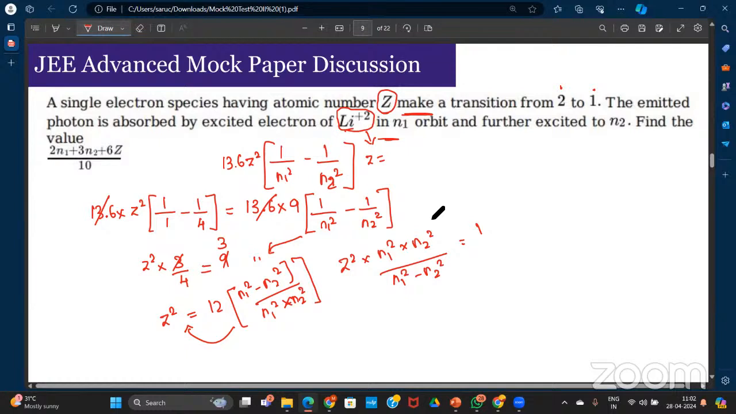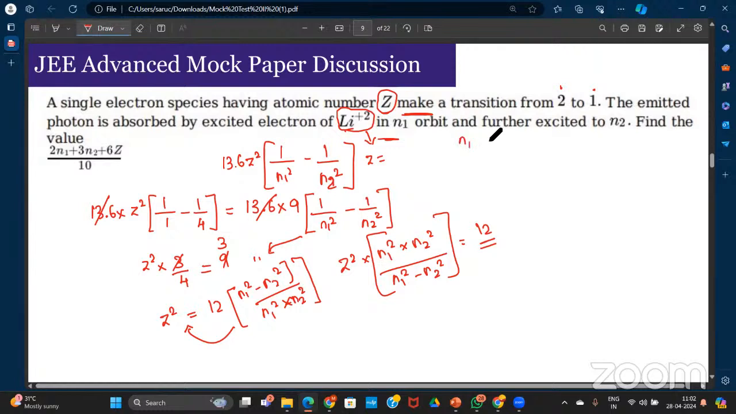Now you have to assume and find out the n1, n2, and Z values. If you assume Z is equal to 1 and put n1 equal to 1, n2 equal to 2, solve, and check whether it is equal to 2. If it is not equal, change the n values.